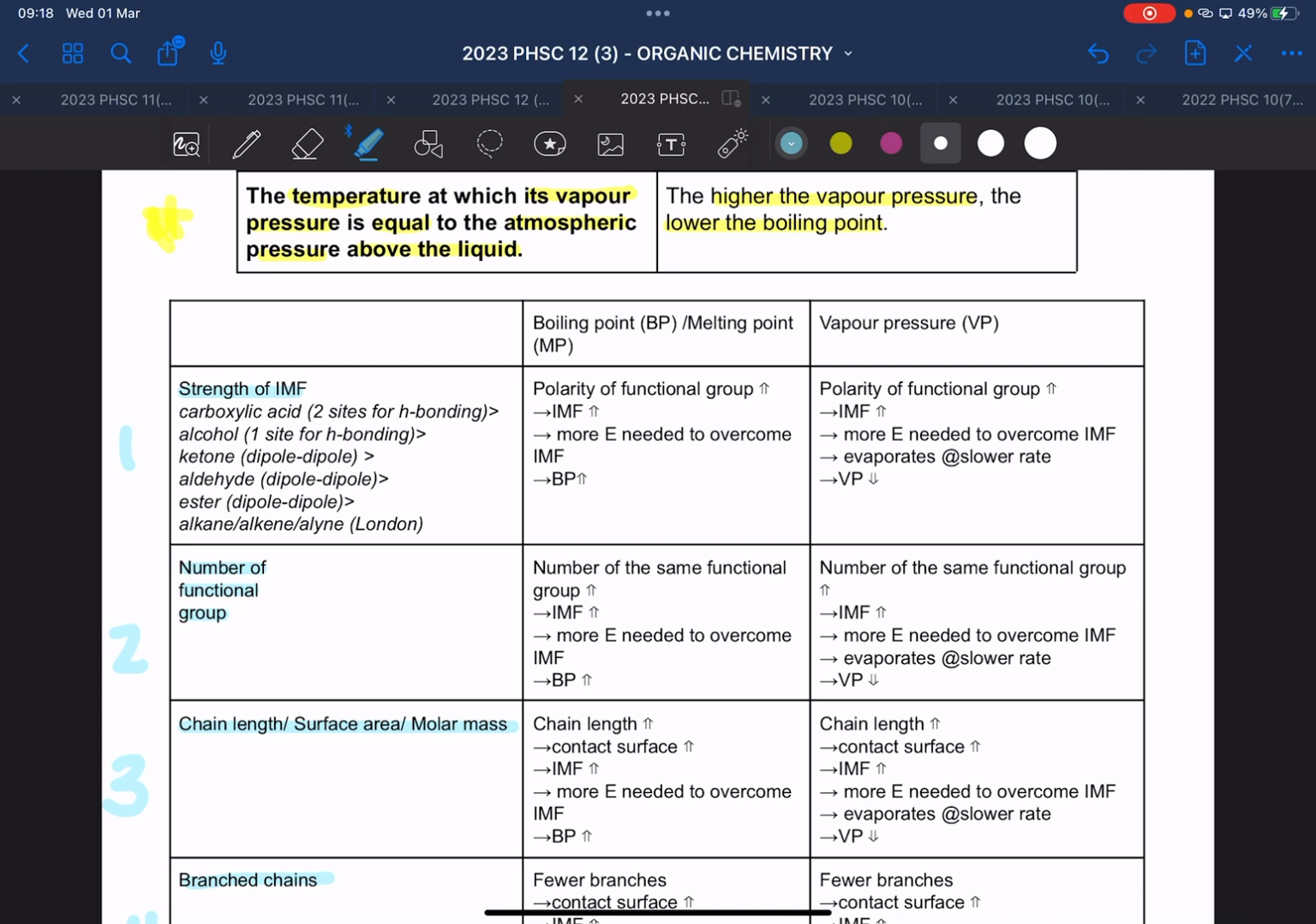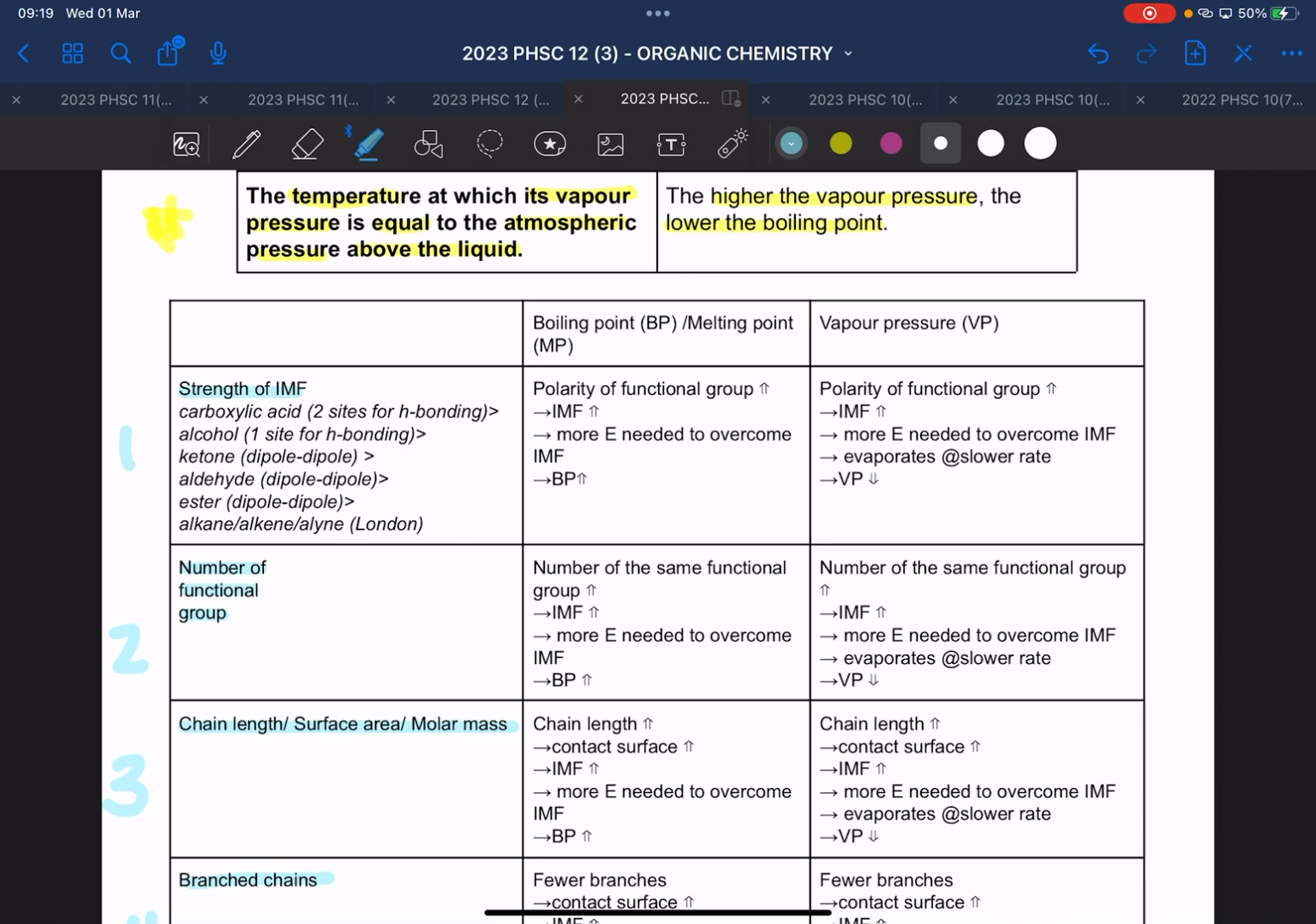Thus, ethanoic acid evaporates at a slower rate at the same temperature. I want you to add in there, at the same temperature. It evaporates at a slower rate at the same temperature. Thus, it will have a lower evaporation. Okay, so intermolecular forces, I think you understand.